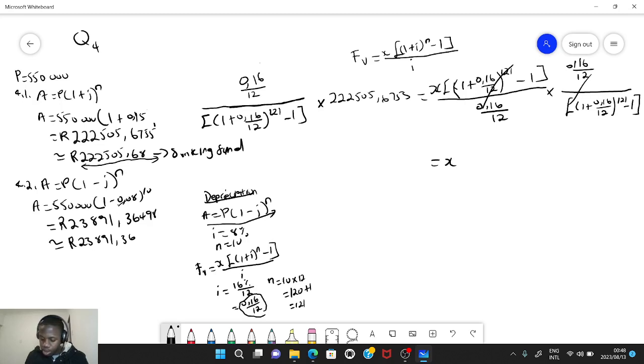Okay, I have to multiply by 222,505.6753. Let's check. Okay, so here's my answer for the monthly payment. I want you to know, right, that if it happens that I make any mistake on these calculations, feel free to write in the comment section and alert us, right?